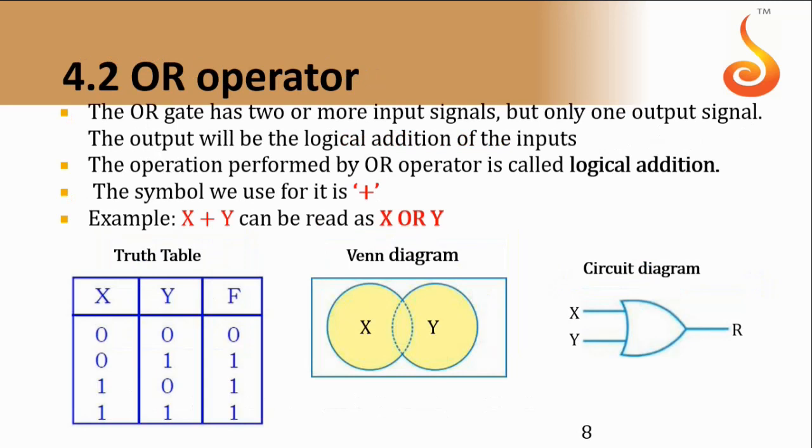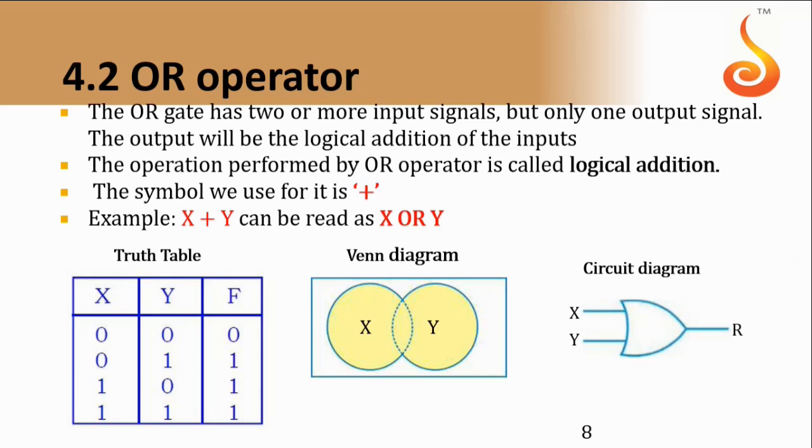The next is the OR operator. The OR gate should have two or more inputs, the minimum is two, but only one output signal. You can say R is nothing but X plus Y. The output will be a logical addition of the inputs.